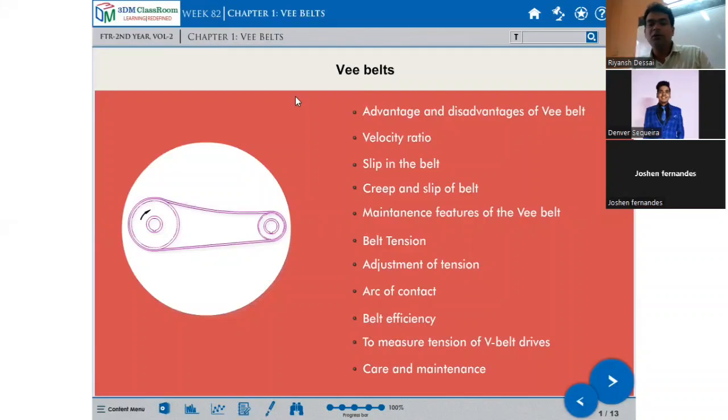Velocity ratio, slip in belt, grip and slip of belt, maintenance feature of the Vee belt, belt tension, adjustment of tension, arc of contact, belt efficiency, measure the tension of Vee belt drives, and care and maintenance. So these are all related to belt drives.